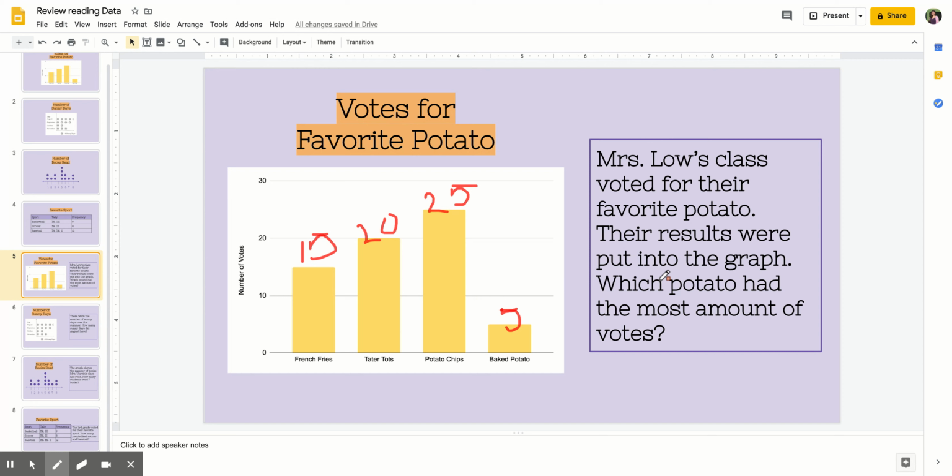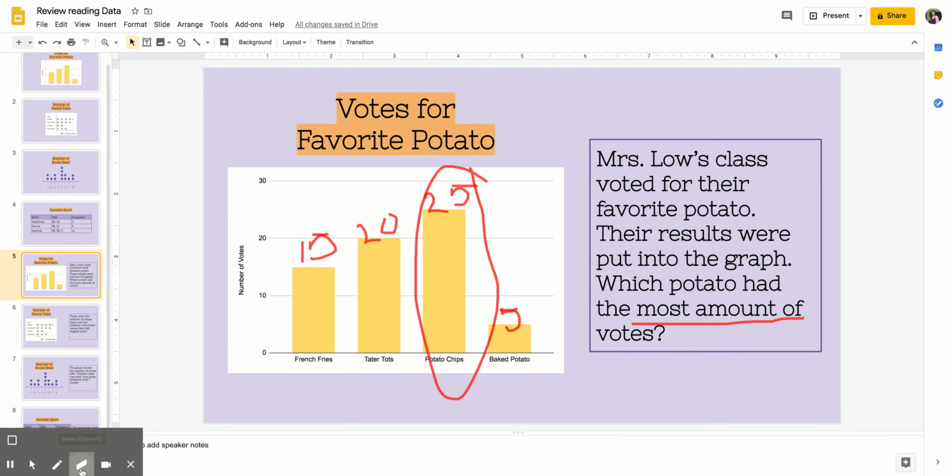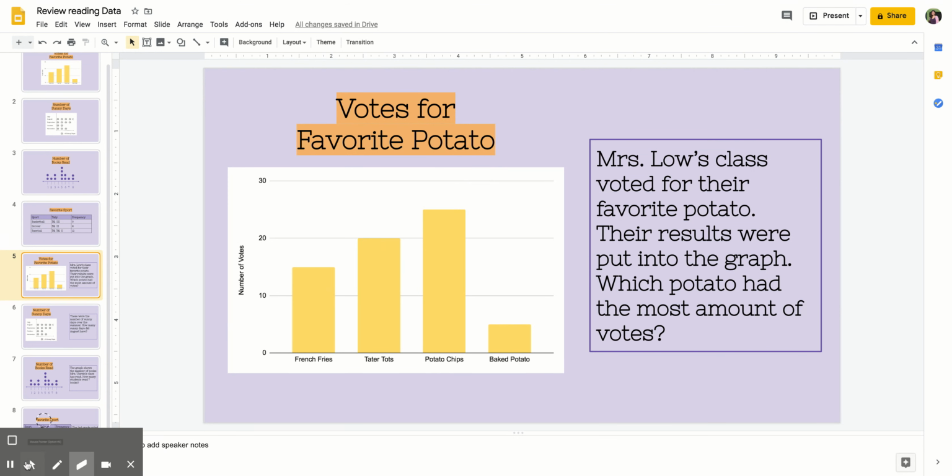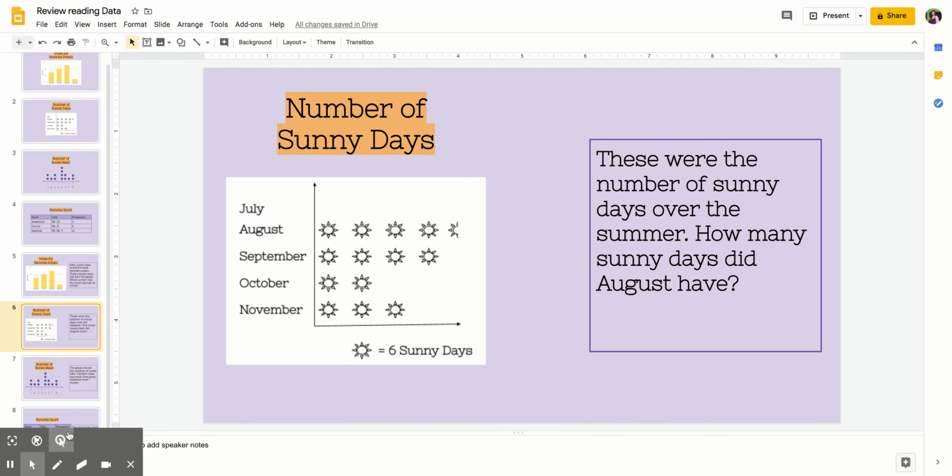So it says Miss Lowe's class voted for their favorite potato. Their results were put into the graph. Which potato had the most amount of votes? Because I've already labeled my graph before I even read the problem, I know that the most votes I'm looking for is going to be potato chips. Easy peasy lemon squeezy. Let's go to the next question.